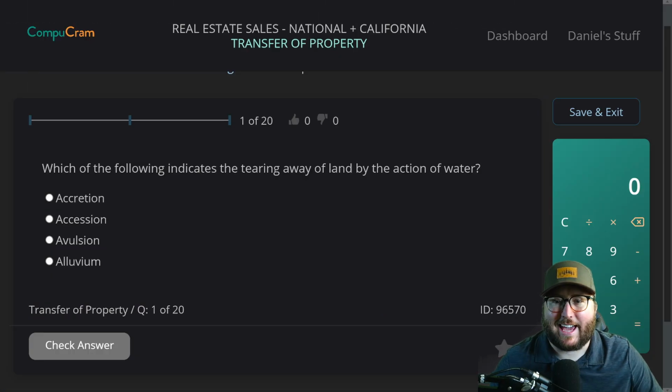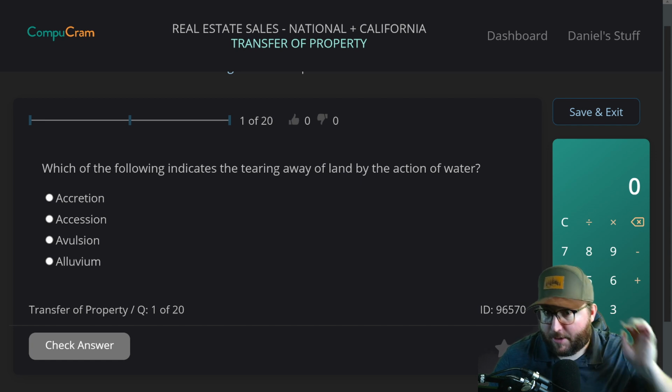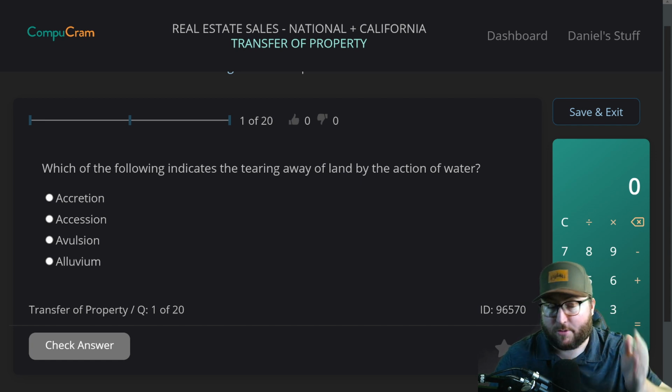All right, today we have a real estate sales test. This is national plus California. So if you're not in California, this will still help you for the national exam. The topic of the day is transfer of property. The way it works, we have 20 questions today. I'm going to read the questions, then the answers, and then I'm going to try to answer them. I've never seen these questions, or maybe I have a little bit, but I've never seen this exact format right now.